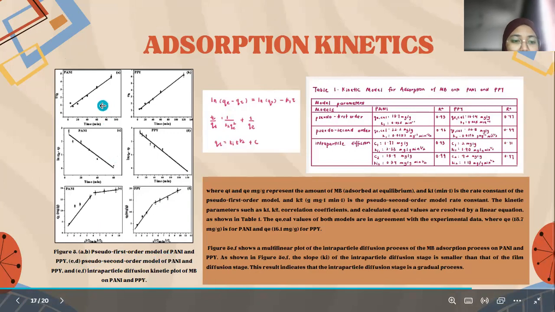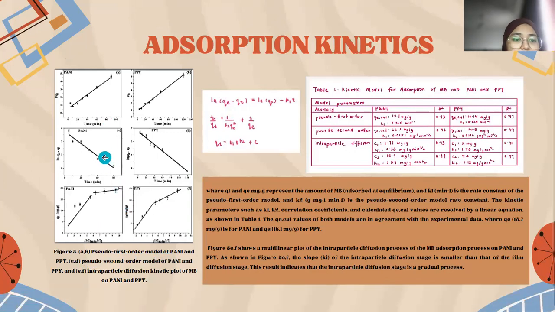and also polypyrrole, and C and D are the pseudo second order model of polyaniline and also polypyrrole, and E and F are the intraparticle diffusion kinetic plots of methylene blue on polyaniline and also polypyrrole.